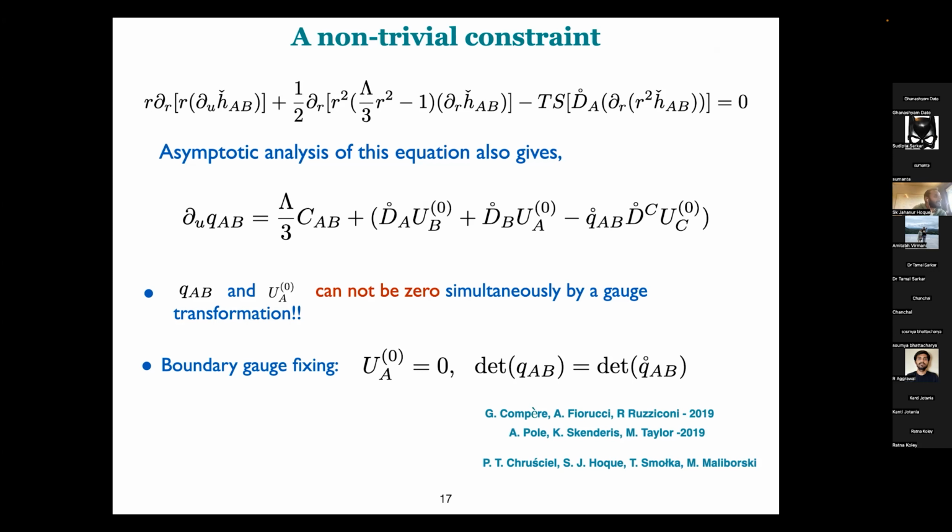So for our case, we'll just use one boundary gauge fixing by saying that U_A0 is zero, and we'll fix the determinant of Q_AB to be the determinant of the round sphere metric, but it doesn't necessarily need to be that Q_AB is a round sphere. So this is the condition for generalized BMS.